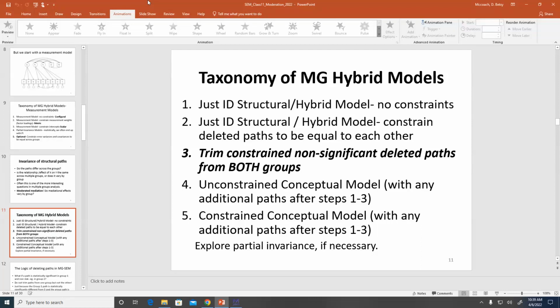Well, no, because if it's constrained, it's going to be the same, right? The only way you could get a situation where it's significant in one group and it's not significant in the other group is if it's not constrained, right? That's exactly why we use this system, because that gets you in all kinds of trouble. So the first question is, can I constrain the path to be equal across the 2 groups? If the answer is no, I can't do that, then it stays.